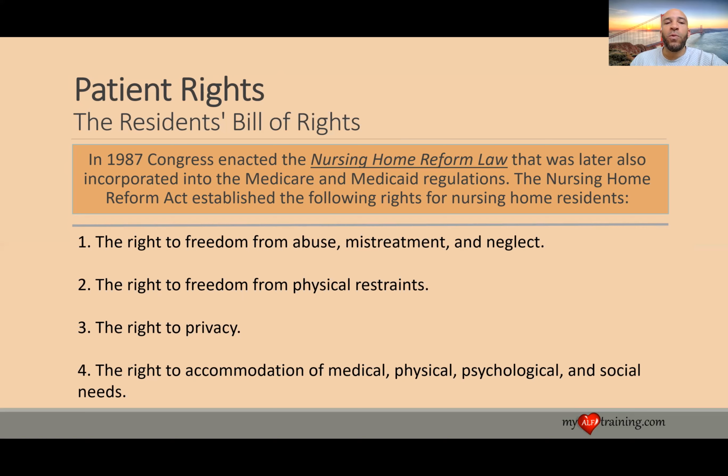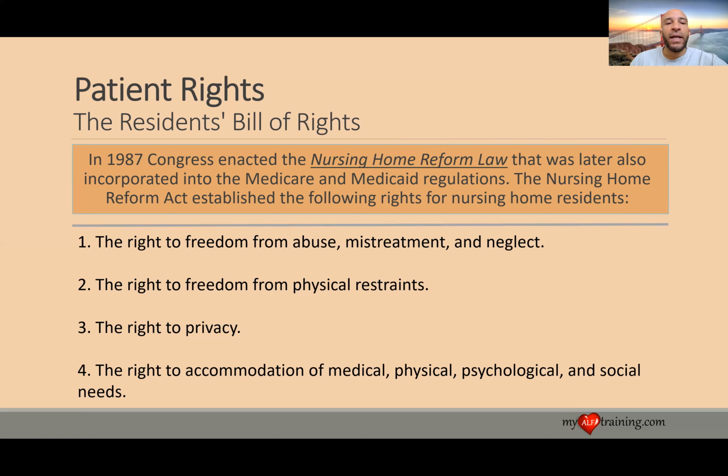So the nursing home reform law was drafted. The first of these rights is the right to freedom from abuse, mistreatment, and neglect. We've talked about abuse and neglect. This one's pretty straightforward. Patients should be treated justly.